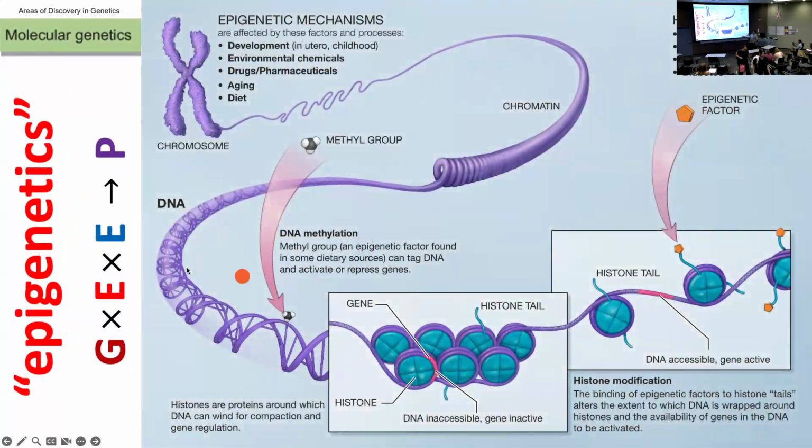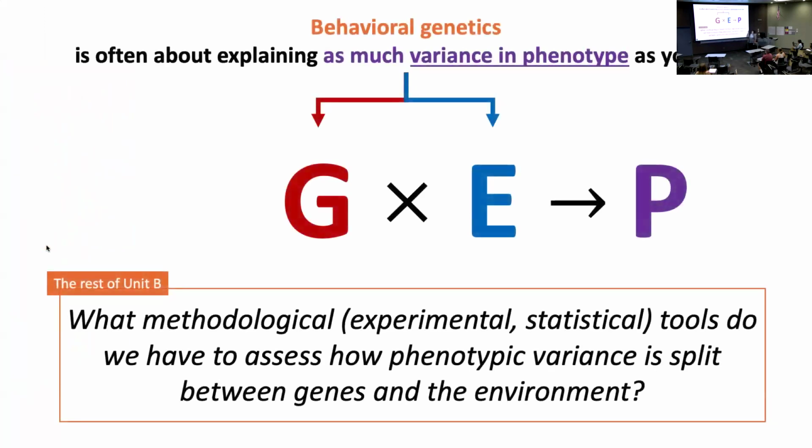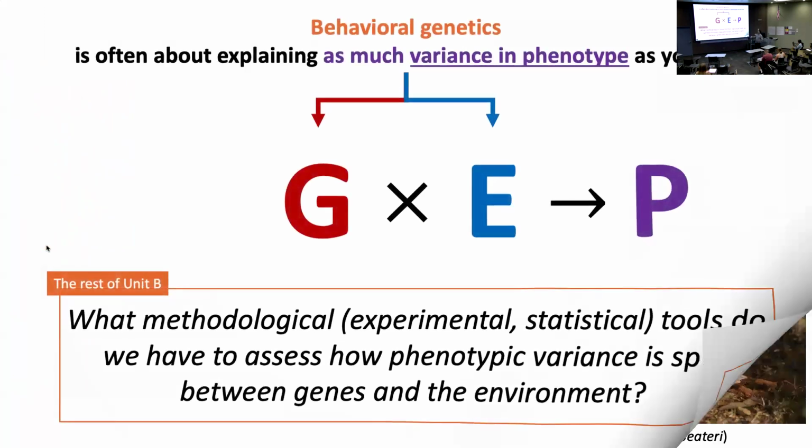So know about epigenetics, that there are things other than genes that could be turning on and off the effect of genes, and behavioral genetics.